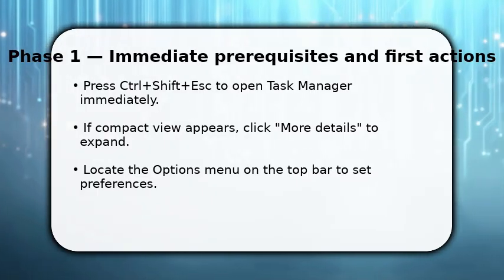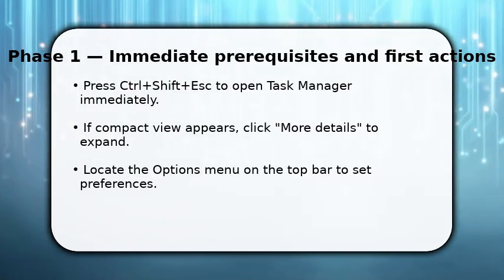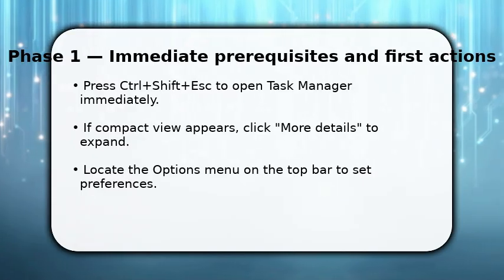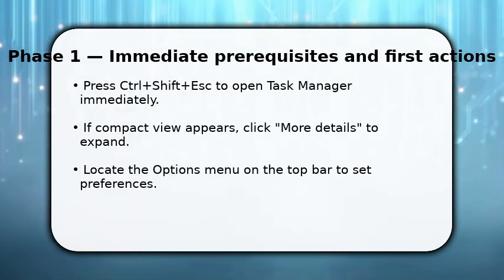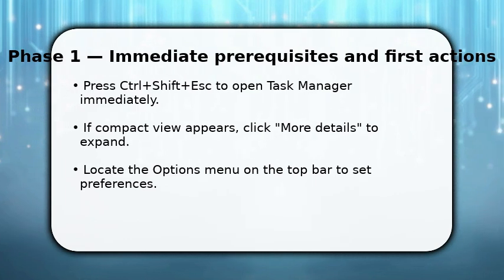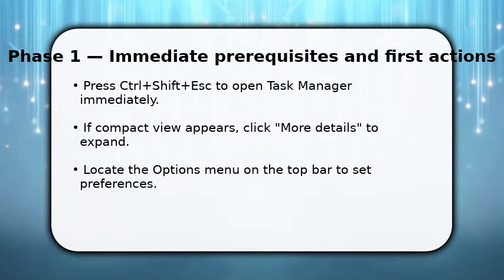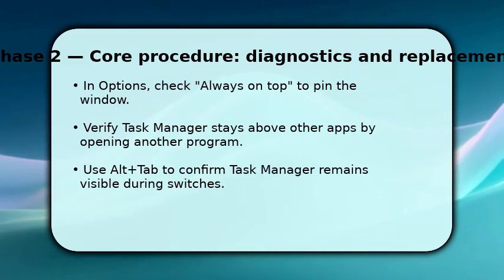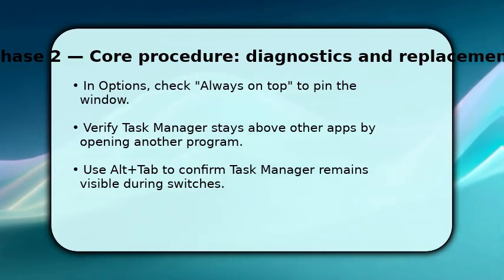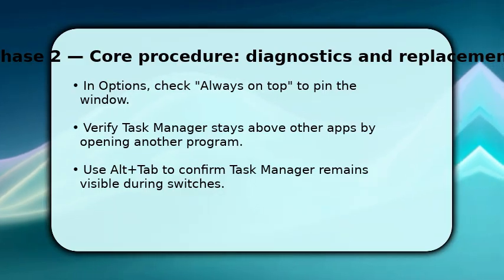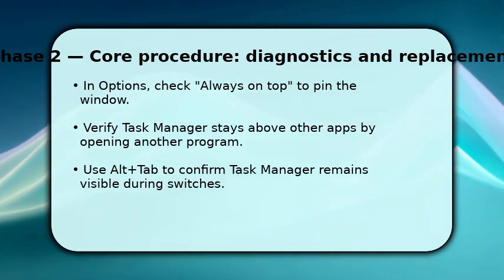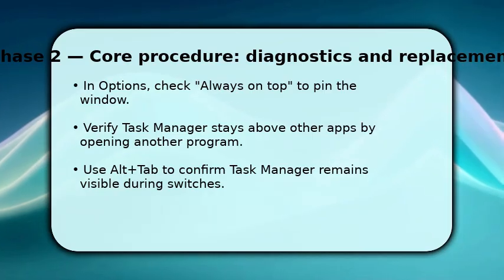Doing this first removes distractions and saves time, because you won't need to hunt through settings later. This is the one immediate step that enables persistent visibility. Now enable the setting. In Options, click the checkbox labeled Always on Top. That pins Task Manager above other windows. Once done, open another application to confirm visibility and make sure Task Manager stays in front while you work.